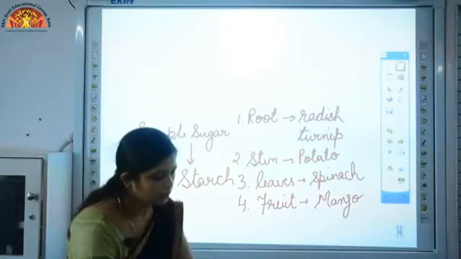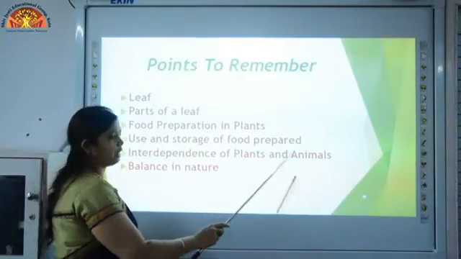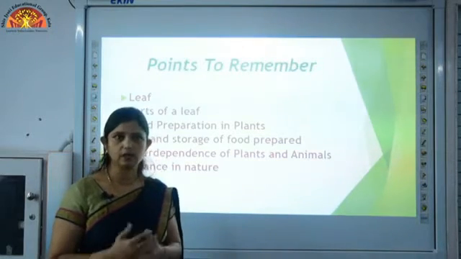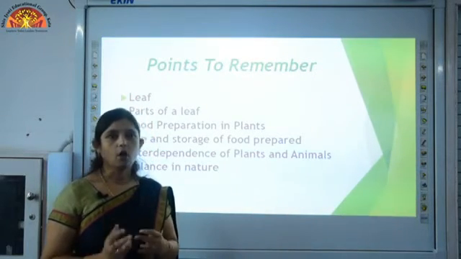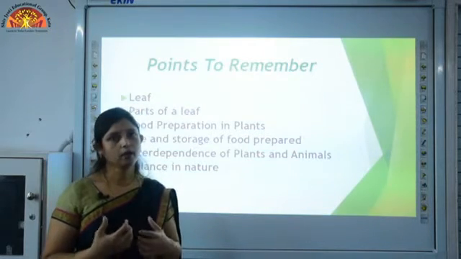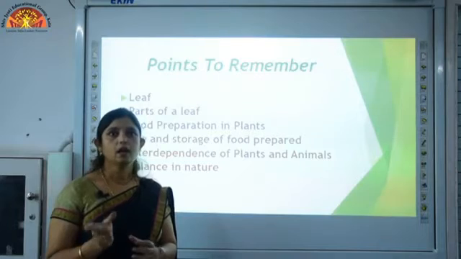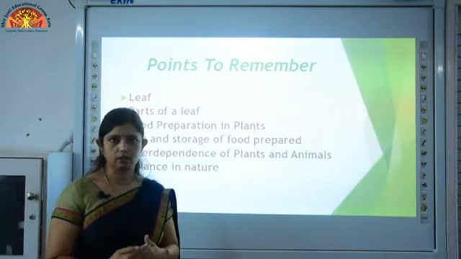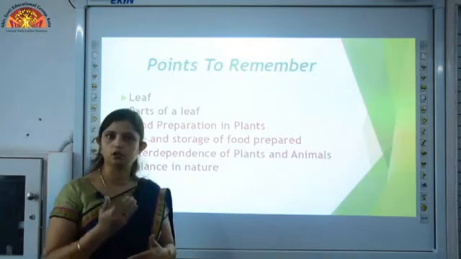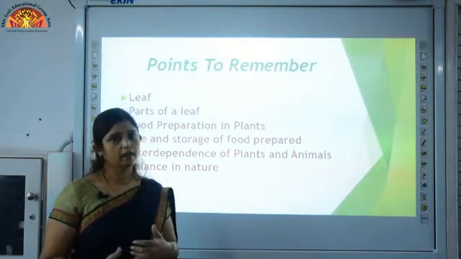Now we come to the next topic, that is interdependence of plants and animals. So students, as we know, plants are producers, they prepare their own food. And all the animals are dependent directly or indirectly on plants for their food. The word interdependence here means dependence on each other. So not only animals depend on the plants, plants are also dependent on the animals. Now we will discuss how they are interdependent.